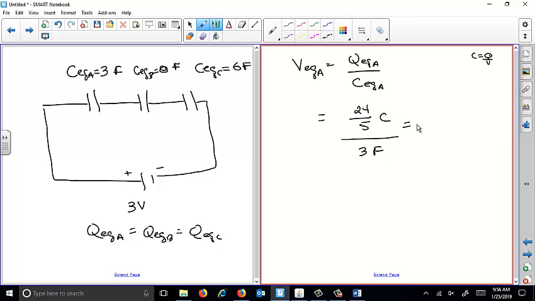And so what will that be? That's the same as 24 fifths times 1/3, which simplifies down to 8 fifths. So that's 8 fifths volts. I want you to go ahead and do the same thing for B, using 8 farads. You keep the numerators the same for all of them. So do it with 8 farads, get a number. Do it with 6 farads, get a number. See what it is.